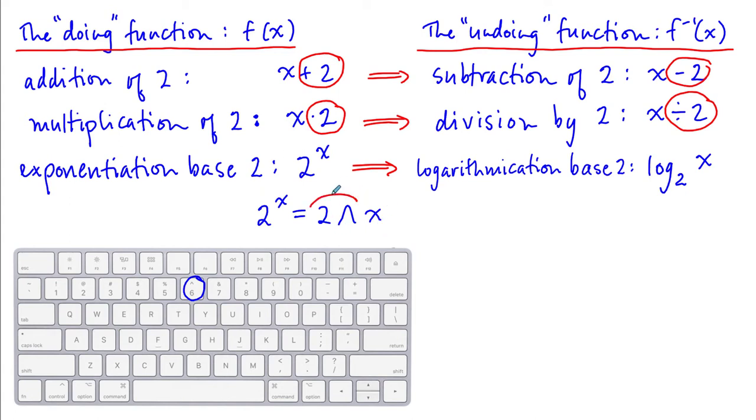So now we can see 2 to the and log base 2 as having the same format. We've got the 2 involved and the opposite operation. So the exponentiation symbol and the log symbol are the inverses of each other.